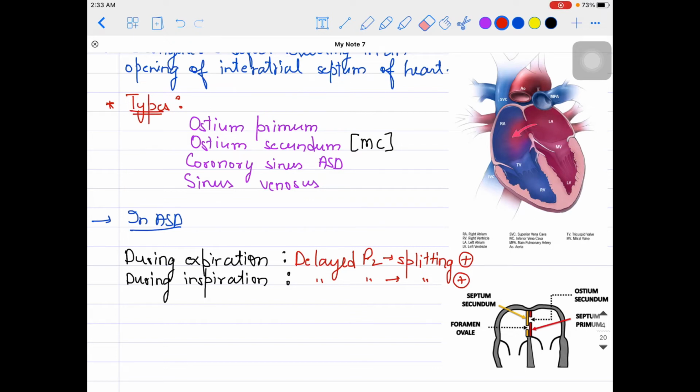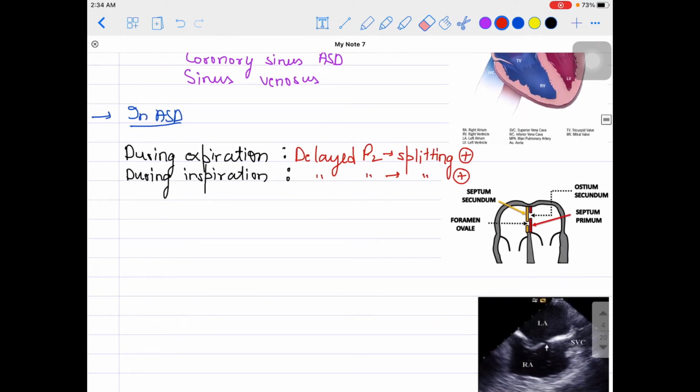Once we are done with this, I'm just writing a very bold line over here. The bold line is that in the ASD patient, you will see that S2 would be wide and it would be a fixed split. It would be a fixed split that will be seen in this particular ASD patient. So a wide fixed split of S2 would be seen in the ASD patient. That is the main highlight of this particular topic.